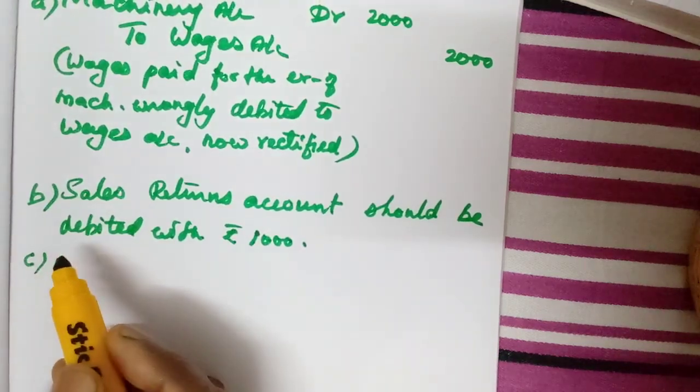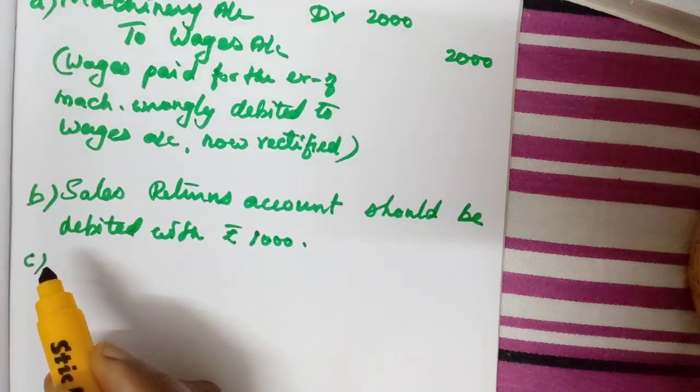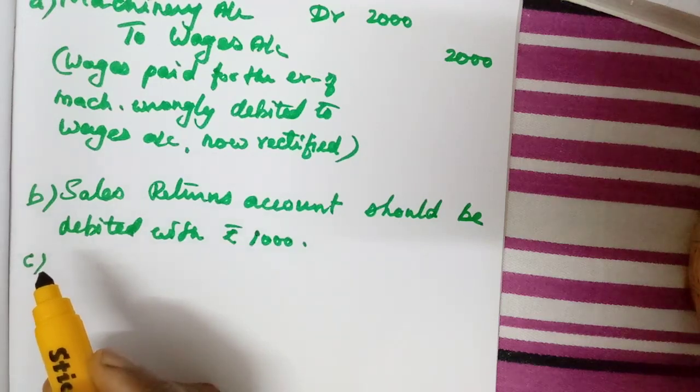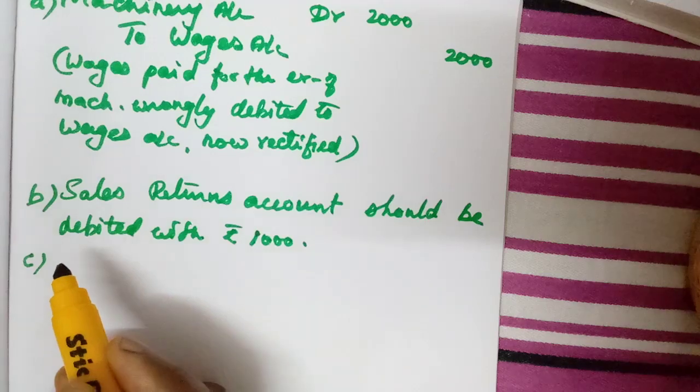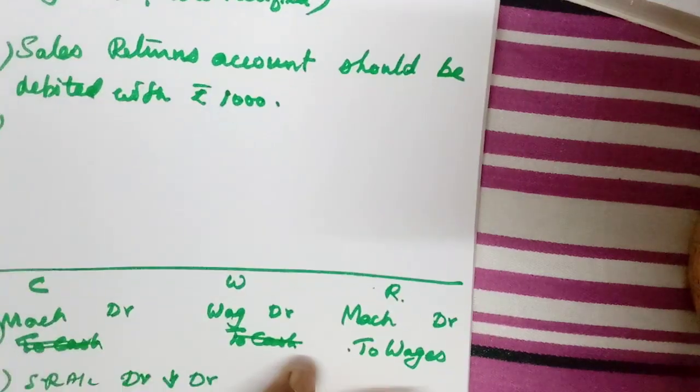Read the question. Goods purchased for rupees 200 was posted as 2000 to purchases account. Here only one account is affected, the purchases account. So here also we have to write the statement only.